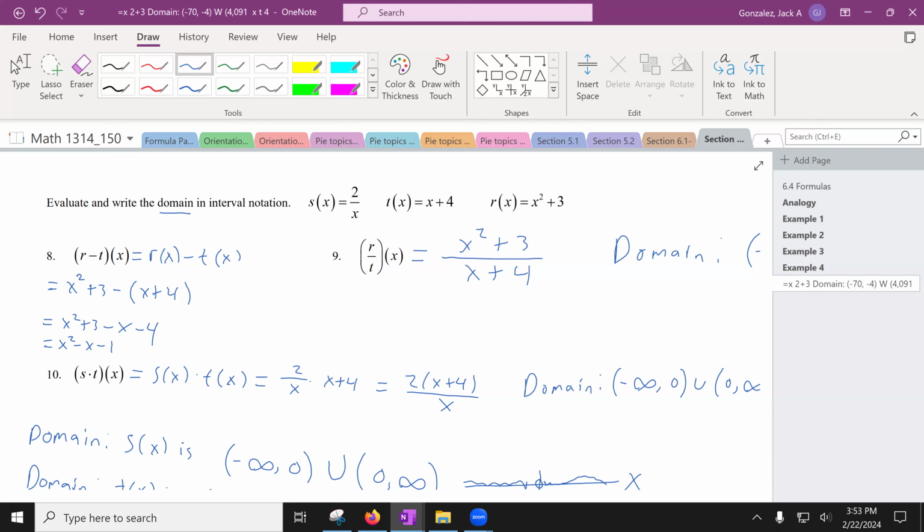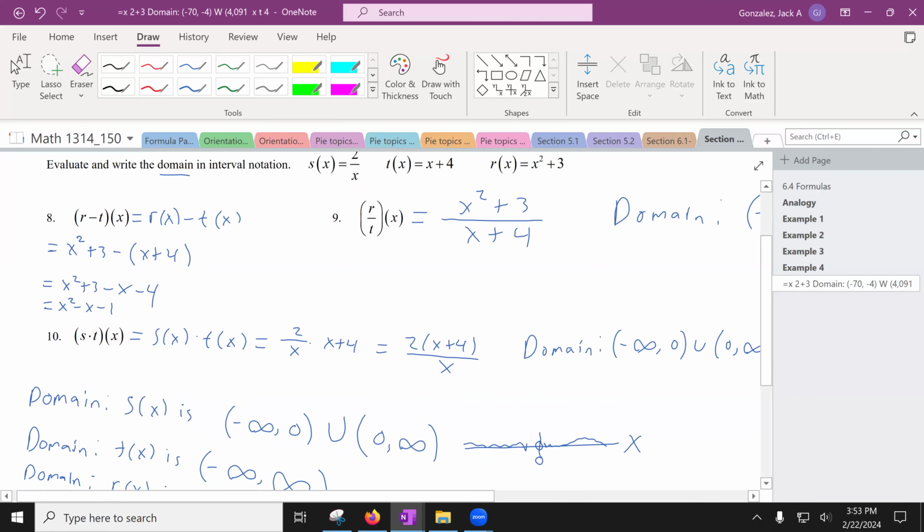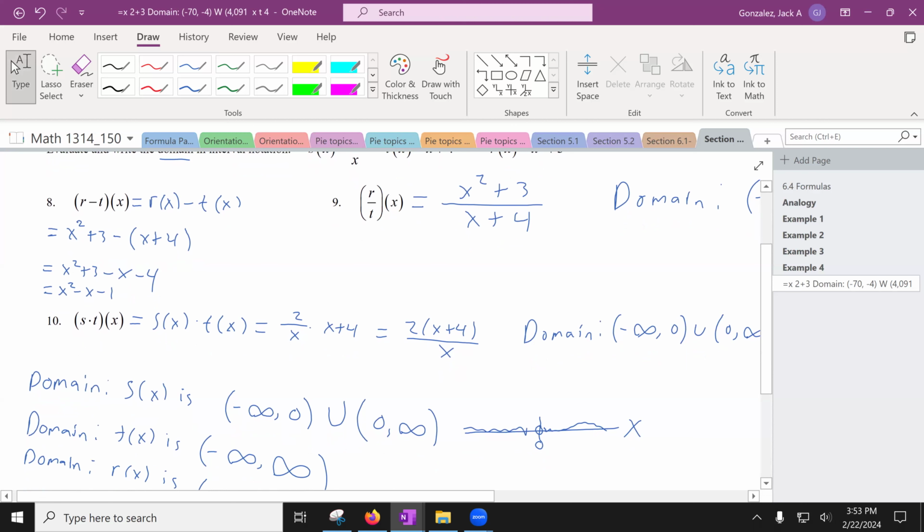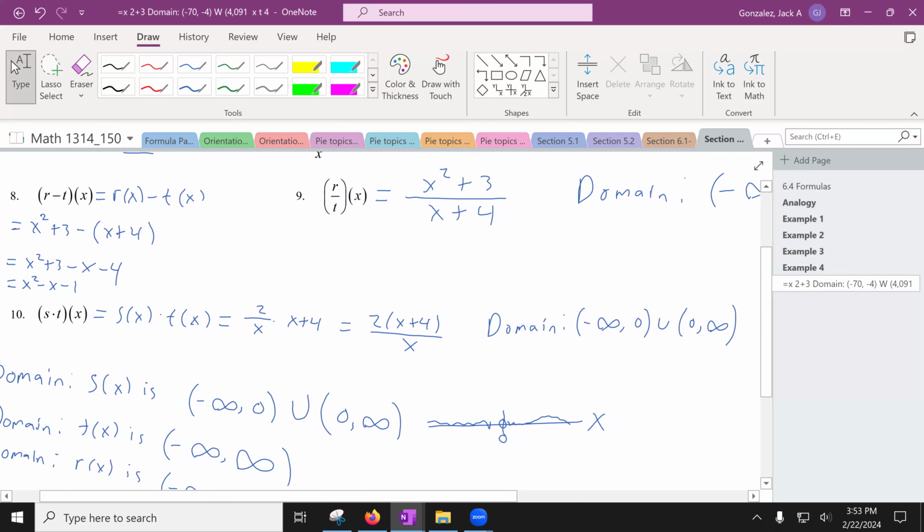Because by themselves they're fine, right? When you divided it, you can't have -4. Over here, this came with a problem of its own. When you combine them together, it kept that issue. So the domain stayed the same as the one that had that division by 0 problem. See what I'm saying?